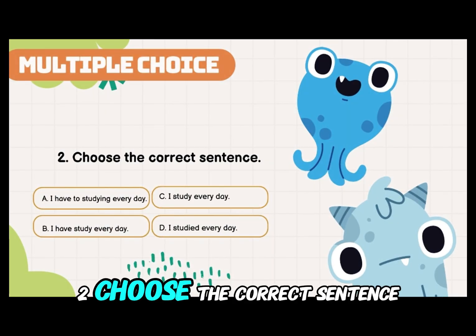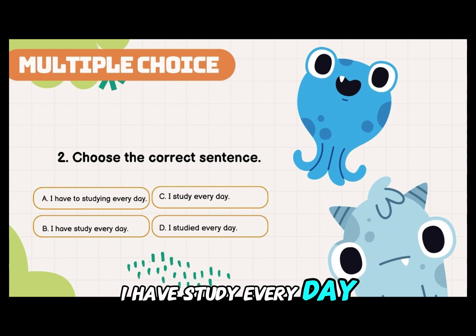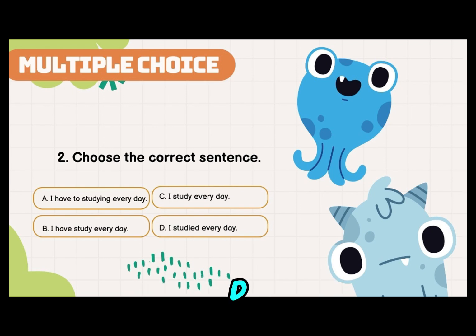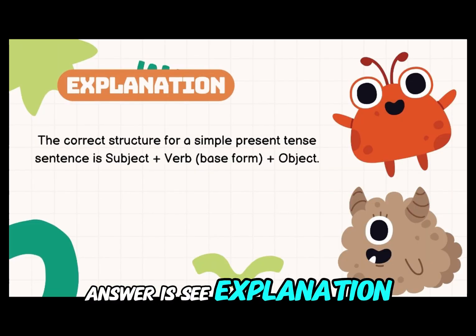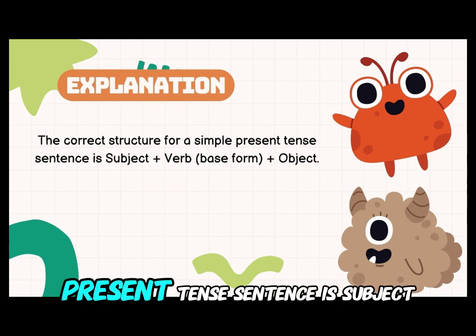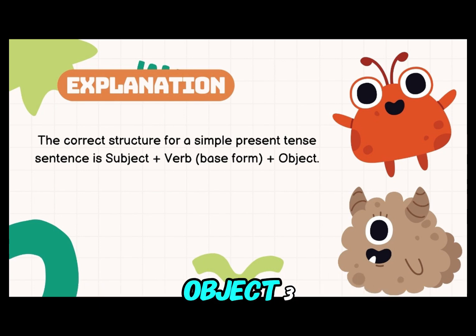2. Choose the correct sentence. A. I have to studying every day. B. I have study every day. C. I study every day. D. I studied every day. The answer is C. Explanation: The correct structure for a simple present tense sentence is subject plus verb, base form, plus object.